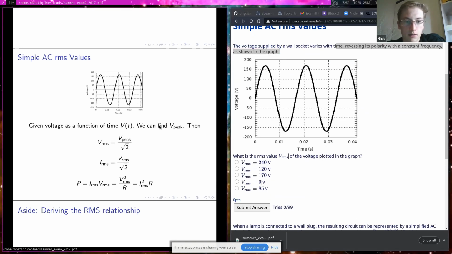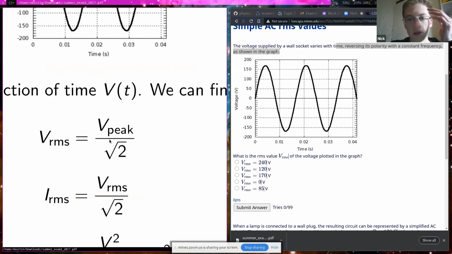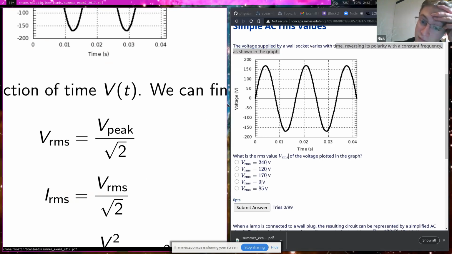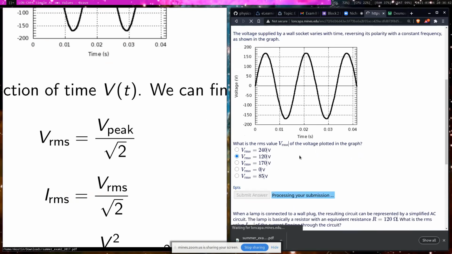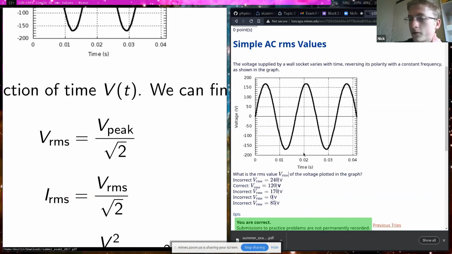Like I said in the slides right here, the RMS value is going to be the peak voltage value divided by square root of 2. The peak voltage value looks like it's about 170. And 170 divided by the square root of 2 is 170 divided by 1.41, so it's going to go down a tiny bit. I think it's 120.2. Yeah, 120. Right on. That actually makes sense. That's a realistic problem because I think American wall sockets are actually at 120 volts.